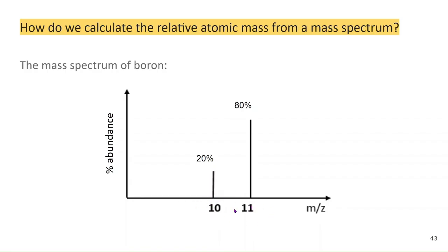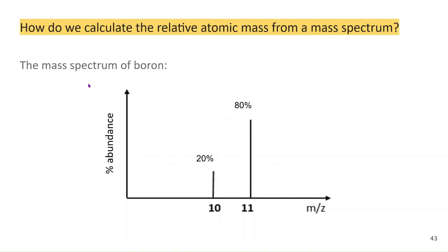This is boron 10 and boron 11, right? And for boron 10, 20% of the sample was that, and for boron 11, 80% of the sample was that. So I want you to think about, using what we know and what we learned last week, how you could calculate the relative atomic mass for boron. Take a second and write that down.